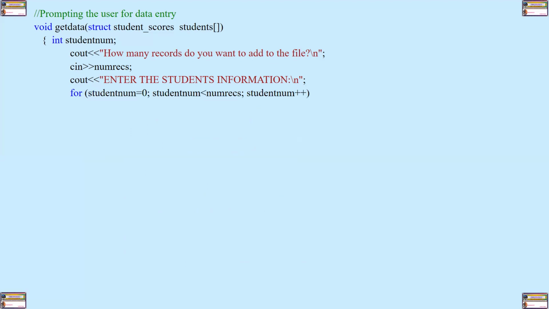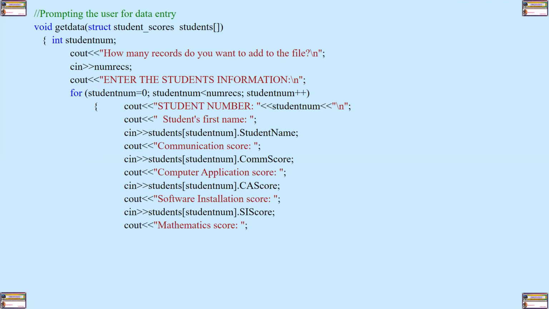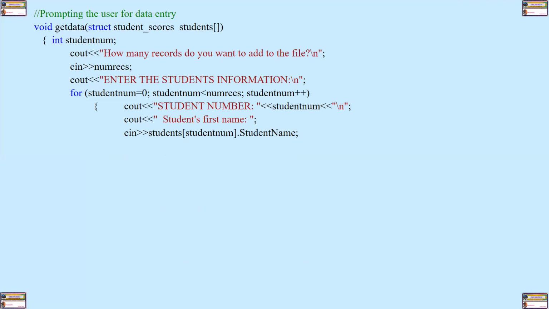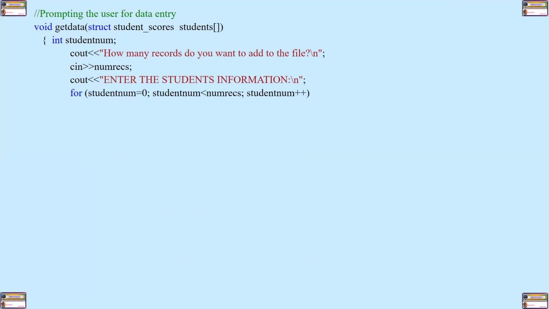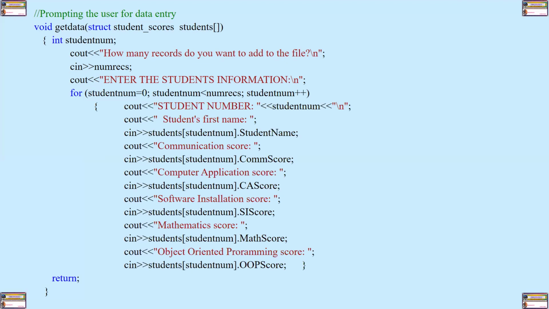Then check the condition. Is 1 less than 2? That means when the user was prompted for the number of records, he or she entered 2. So is 1 less than 2? Yes. If yes, read the student's 1.student name and continue that way, reading each value and storing it in the respective member. Then increment the counter with 1. So 1 plus 1 is 2. Is 2 less than 2? No. So come out of that loop and return the control back to the main function, back to the calling function.